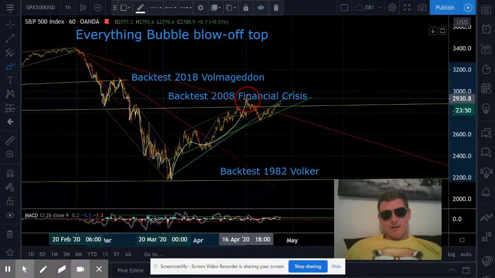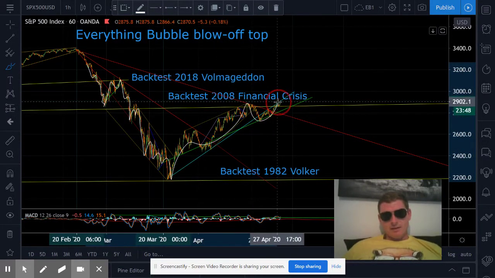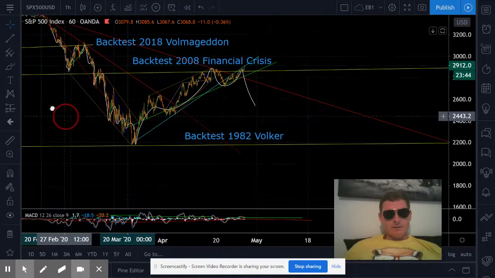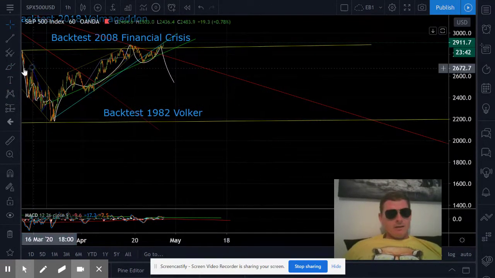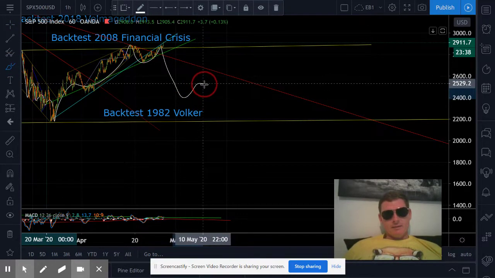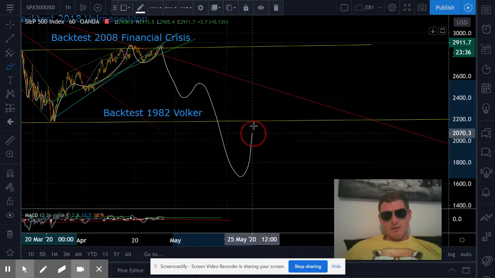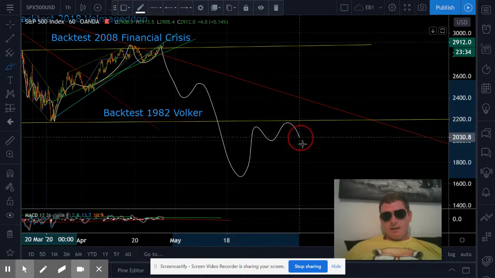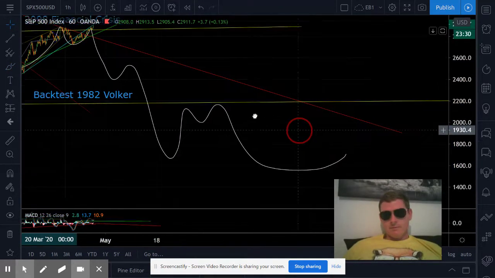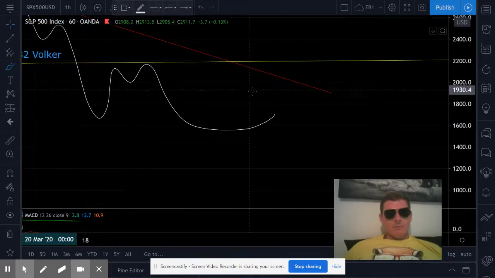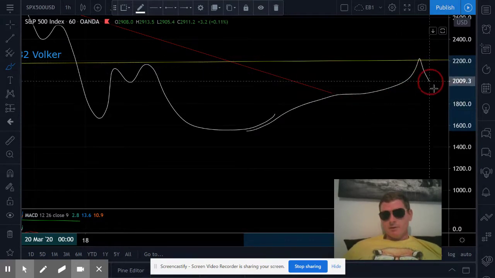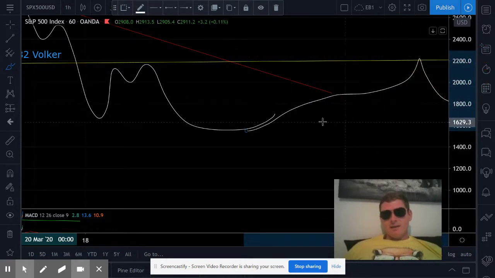into a double top test here, and then now we start heading for the Volcker line, and the same kind of pattern would just be a dead cat, and then break it, immediately backtest this line, and then you would swing out into a longer term bull trap kind of line where you would eventually double top test that.